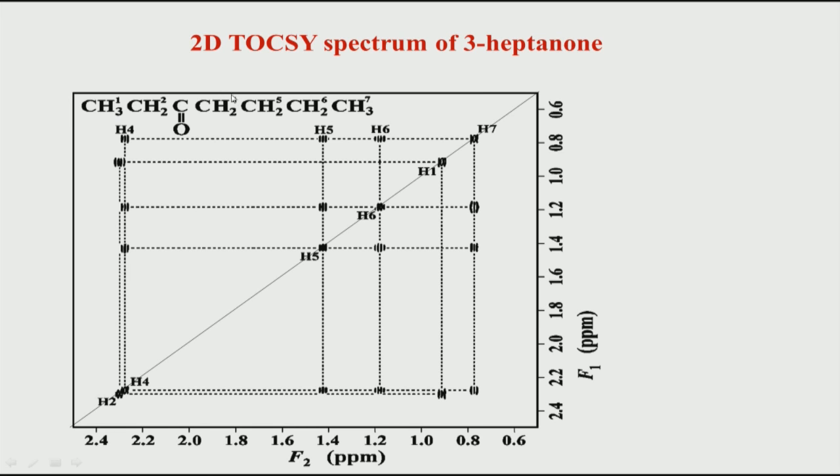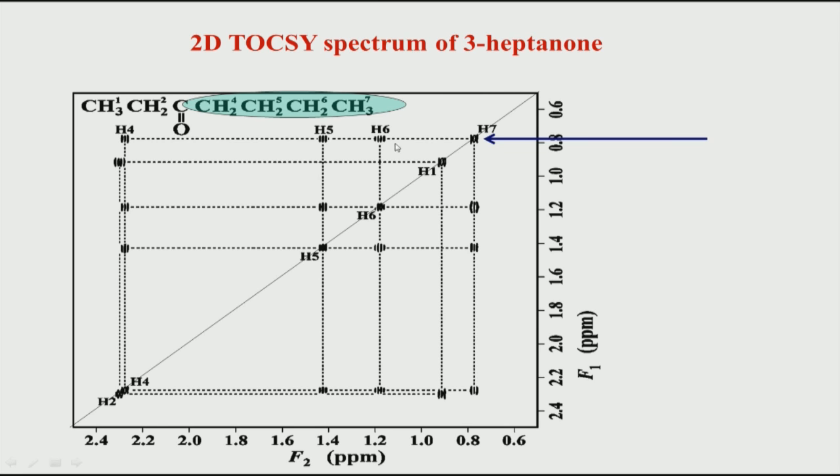So, you see this portion of the molecule, we will now call it one spin system, and this portion of the molecule will be called a second spin system. So, that is what is shown here. If you look at this set of spins, you see there is an interaction between them.